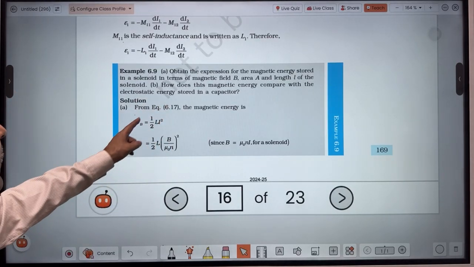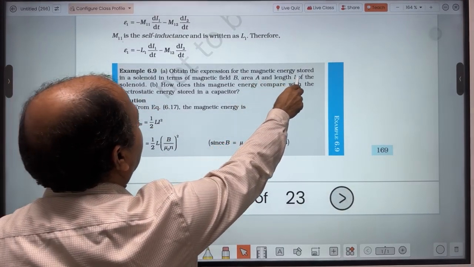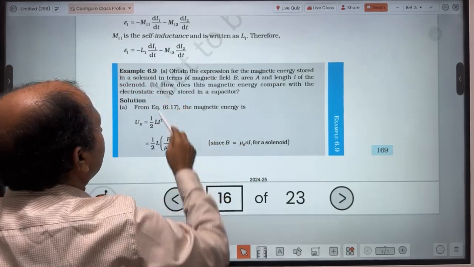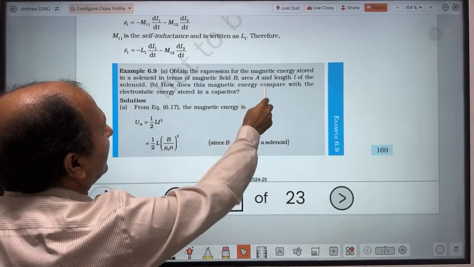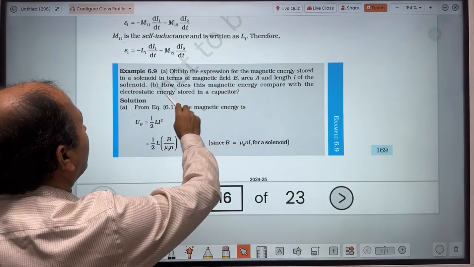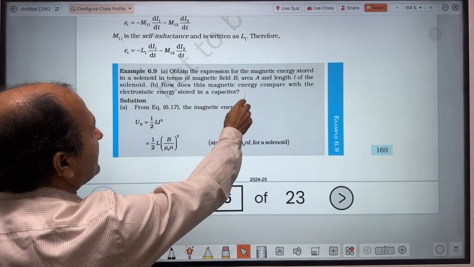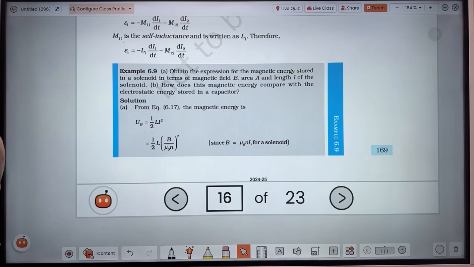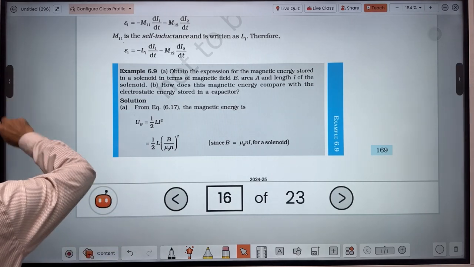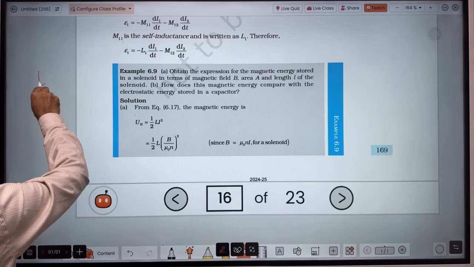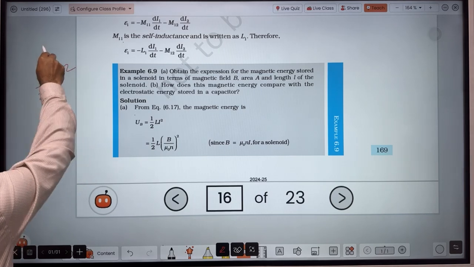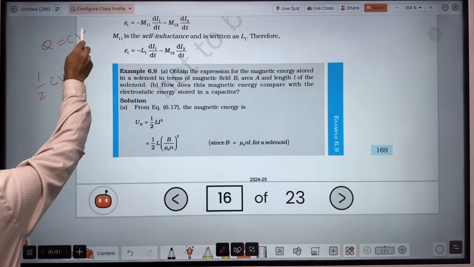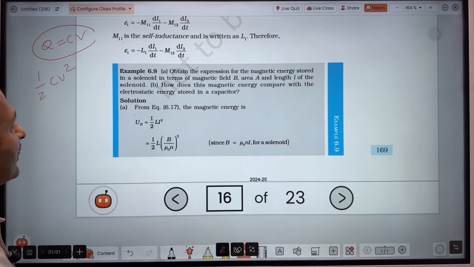Here the question says, obtain the expression for the magnetic energy stored in a solenoid in terms of magnetic field B, area A, and length L of the solenoid. How does this magnetic energy compare with the electrostatic energy stored in a capacitor? Do you remember the formula of energy stored in a capacitor? It is half CV square, where Q equal to CV. So in other forms also we can write it.